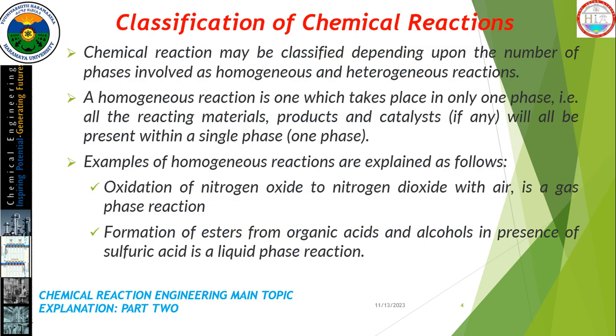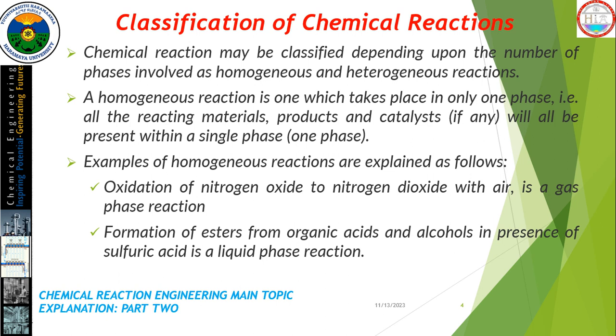The second one is classification of chemical reactions. Classification of chemical reactions means that within a given reactor, different reactions take place, in regard with a given reactor or a vessel. So the chemical reactions may be classified depending on the number of phases involved: the first one is homogeneous reactions, the second one is heterogeneous reactions.